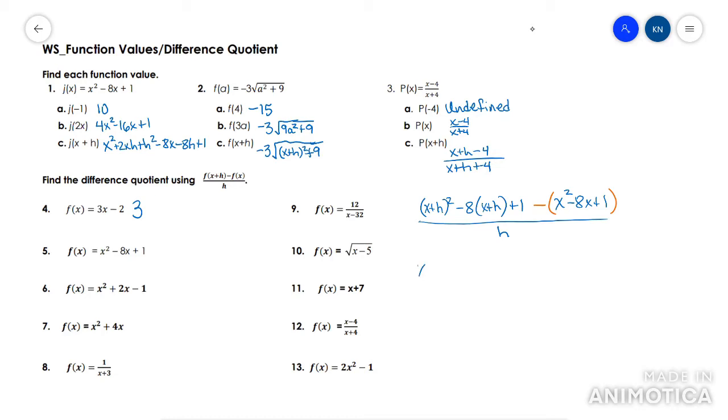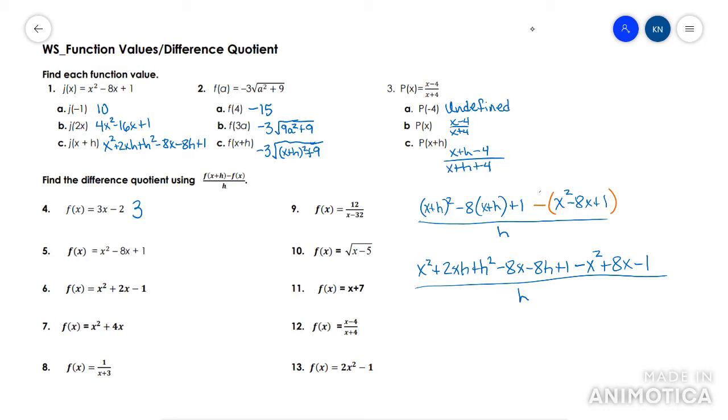So it's going to look like x squared plus 2xh plus h squared. You're going to have to distribute this minus 8 part. So minus 8x minus 8h. Then I've got the plus 1. Now this minus has to be distributed to all of these things. It's going to change all of those signs. So it looks like minus x squared plus 8x minus 1. And then it's all over h.